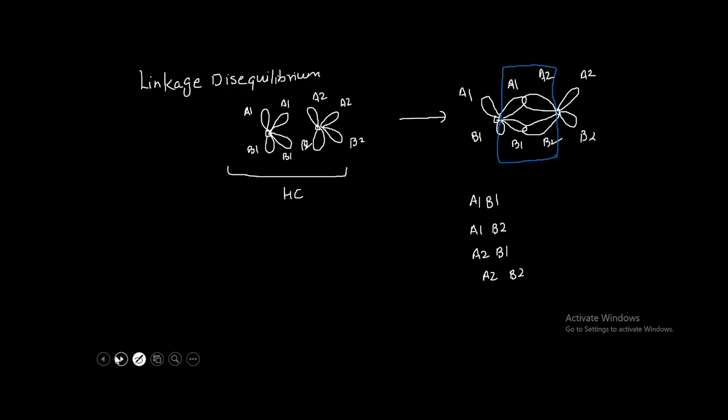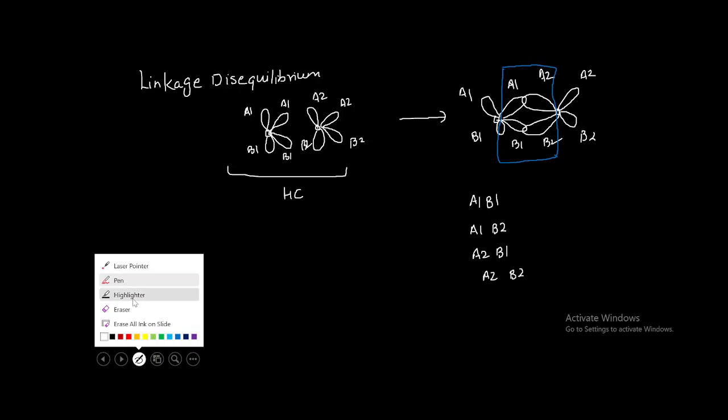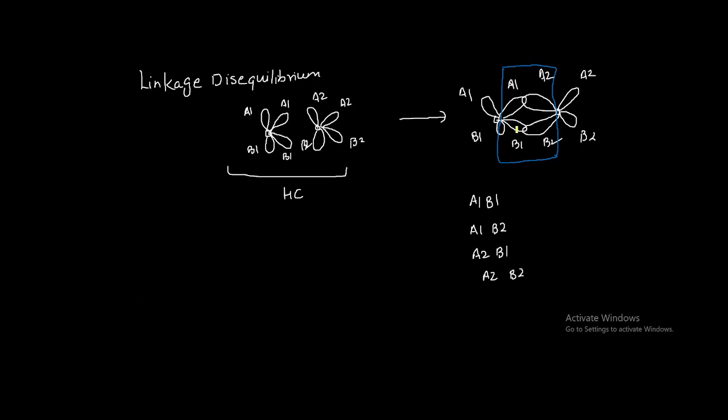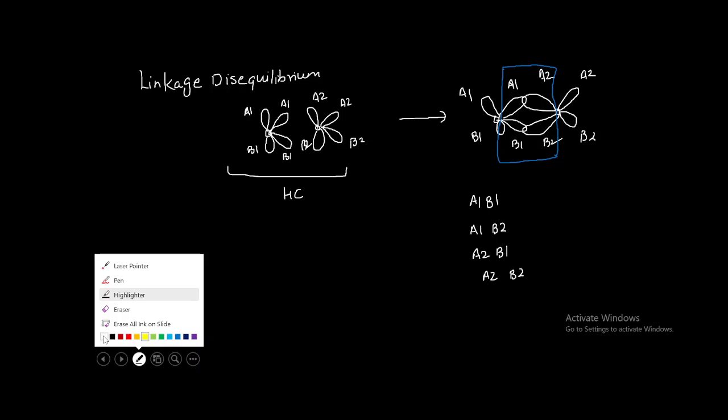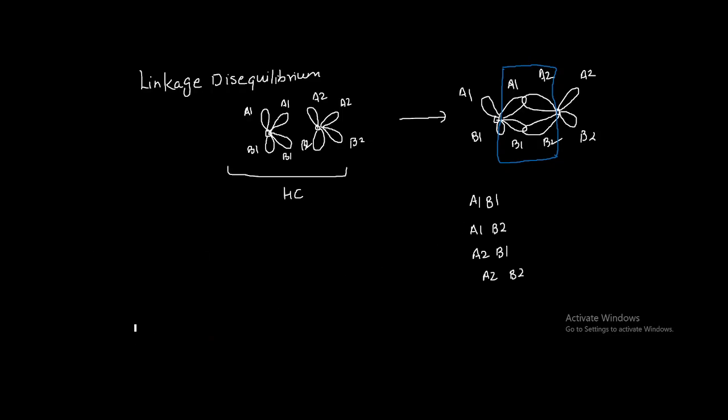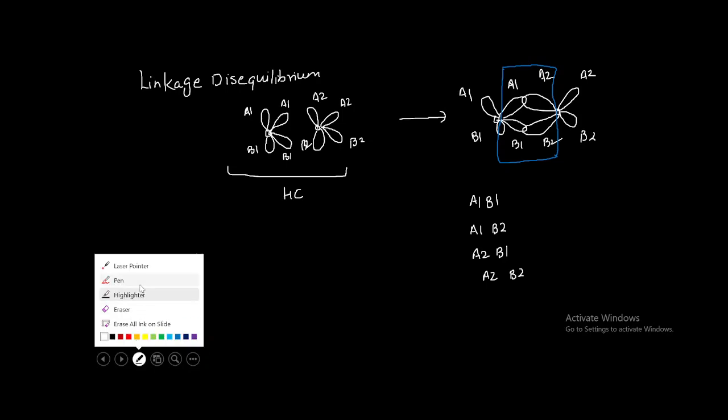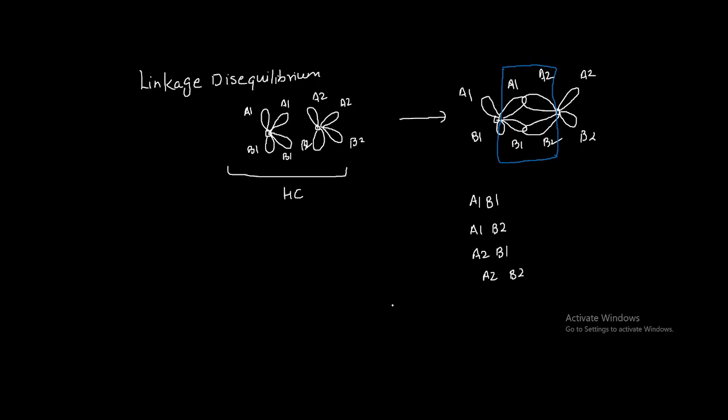Let me highlight this portion. You will see that B2 will come here and B1 will go here. So you will get A1B2, right, and A2B1. So if you see here, what are the recombinants? And I'm so sorry, I don't know the editing part, so I can't edit my videos. So please beware of this.